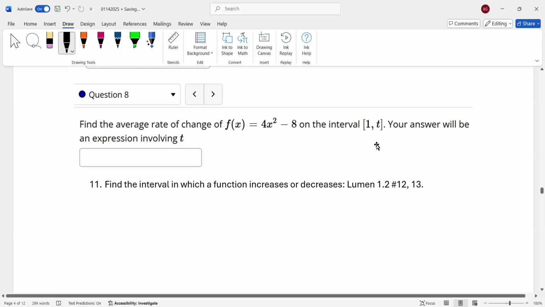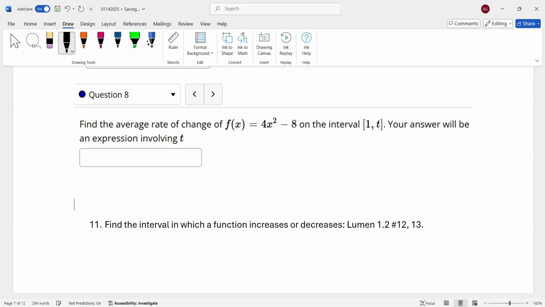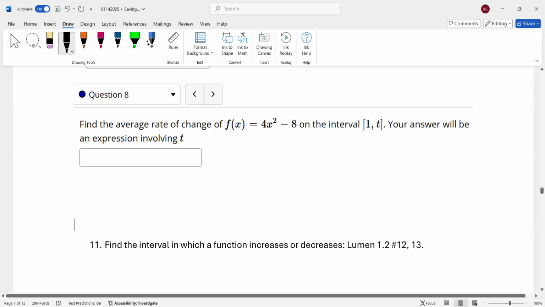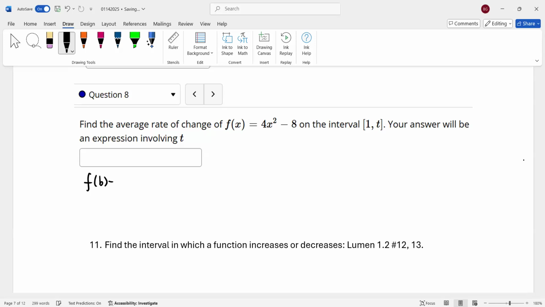So this interval is different because this interval involves a variable, or you can see that as a letter. Therefore, your answer will be an expression in t. Your answer will still have t in it. Okay, it's nothing fancy for this problem. You just need to use the formula. Let's see. The average rate of change is f of b minus f of a all over b minus a. A here is the left endpoint of the interval, which is 1. B here is the right endpoint of the interval, which is t.